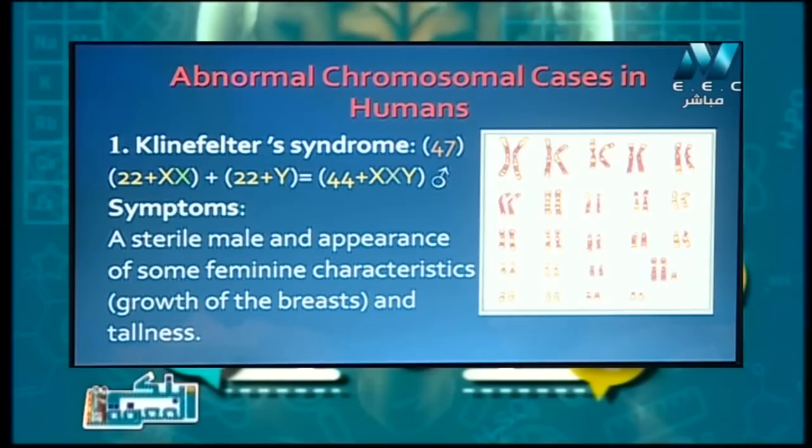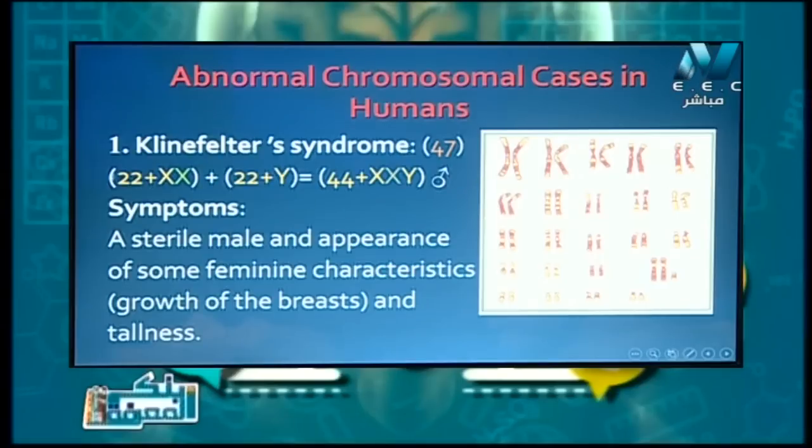Let's study the first one: abnormal chromosomal cases in humans. We are studying now the adhering of sex chromosomes. The sex chromosomes XX may remain adhering to each other and go to one gamete. As you see in this picture, the autosomes are normal, but look at the sex chromosomes. They are X, X, and Y. This is due to the fusion of a gamete containing 22 plus XX with a gamete 22 plus Y.